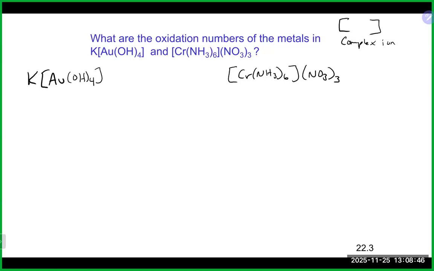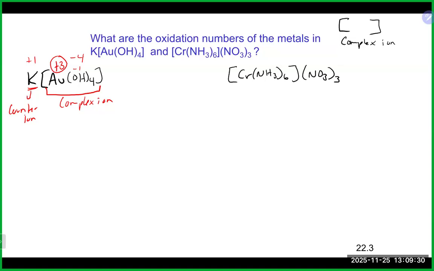Okay, let's take a look. So once again, as I mentioned, usually in these brackets is our complex ion. That means, by the way, outside of the brackets is our counter ion. Remember, in a coordination compound, you have both a counter ion and a complex ion. If we take a look here, hydroxide is -1, and there's four of them, gives us a -4. Potassium is group 1, which means it's +1. Obviously, the compound is neutral, and that means that the gold here is going with a +3 oxidation state. Questions on that one there?